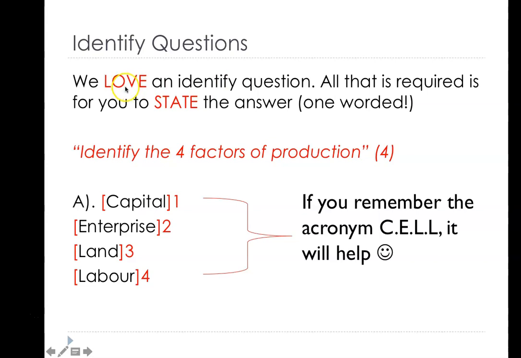love an identify question because all that is required is for you to state the answer. So it's one worded. So if in an exam it says identify the 4 factors of production, you would simply get away with just listing capital, enterprise, land and labour. And if you see, I've managed to make a little acronym from these 4 factors of production. So if you remember the acronym CELL, I feel like it does help when trying to remember what the factors of production are called. So again, you would just simply get the 4 marks for listing 4 different things: capital, enterprise, land and labour. So that's how we tackle an identify question.